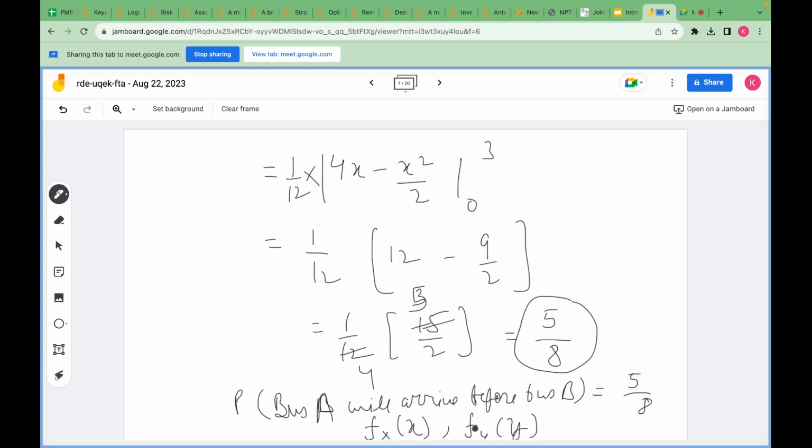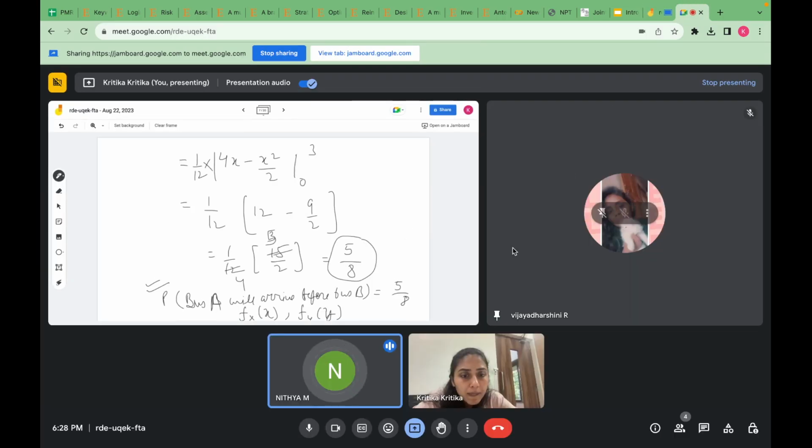For the probability density function of f x and f y, when they are independent of each other as well. So this is how you can use this idea. Ma'am, excuse me. Can you say how you take the limits for y?